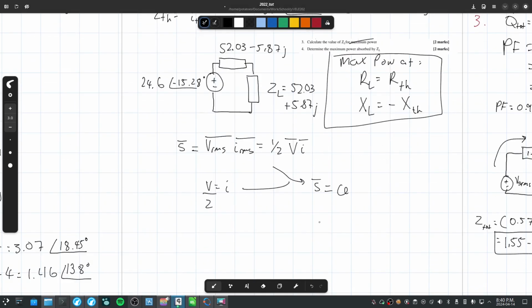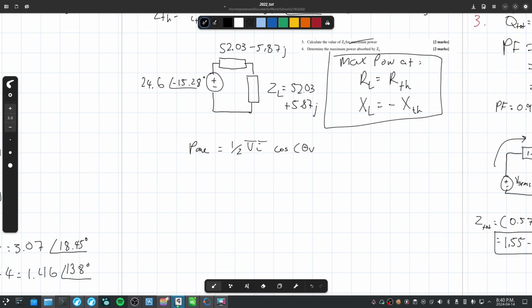Okay, here. So it wants the average power, not the apparent power, right? So maximum power, when it doesn't specify, it means average power. So the power average is 1/2 the magnitude of V, magnitude of I, cosine of delta V minus delta I. So unfortunately, we do need to know I.